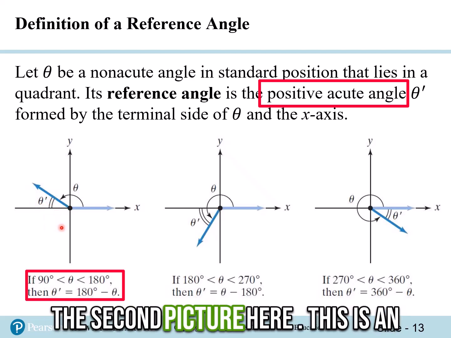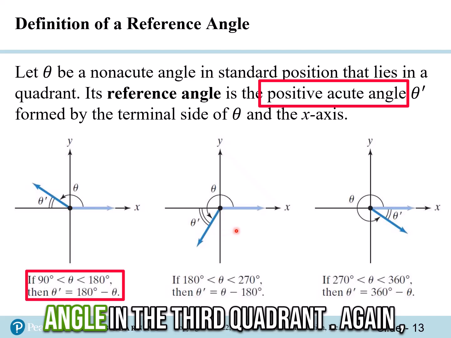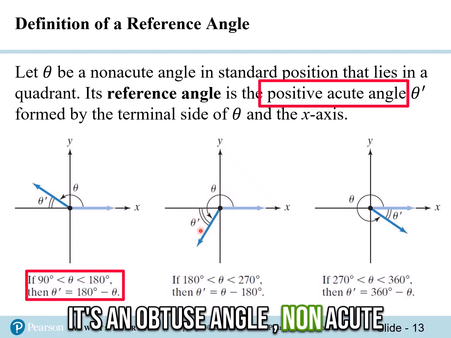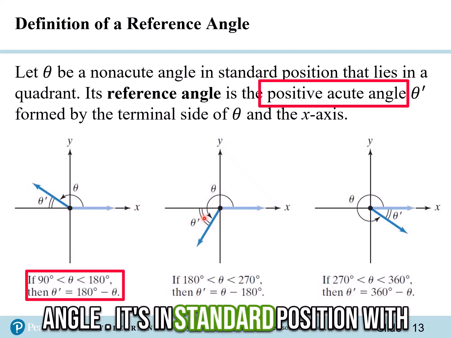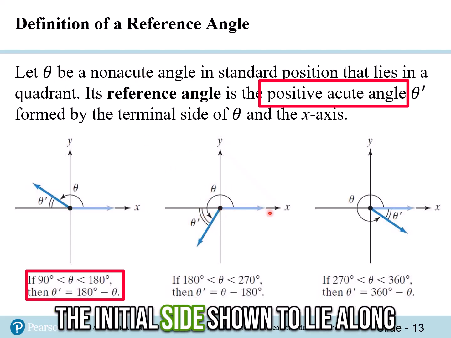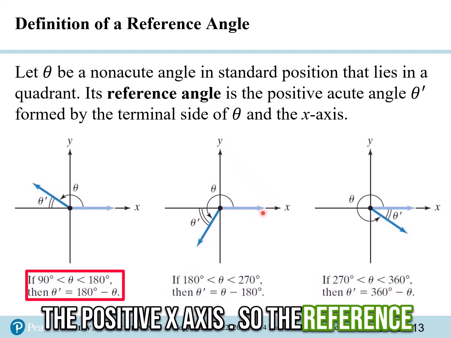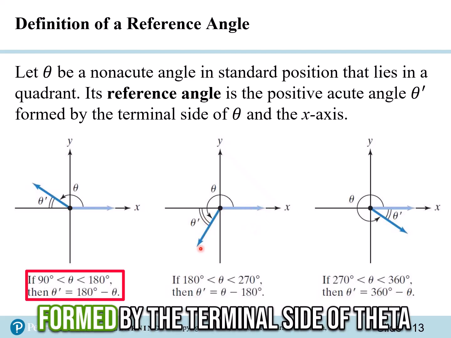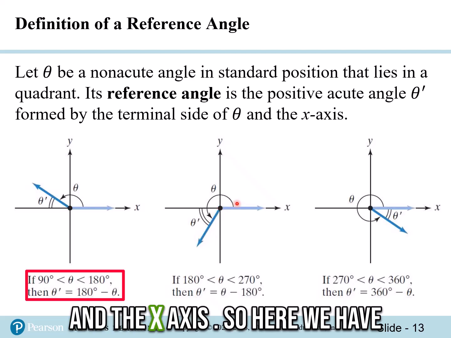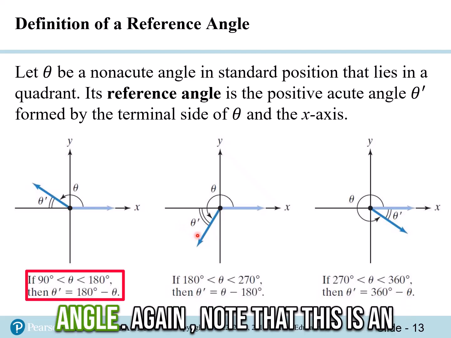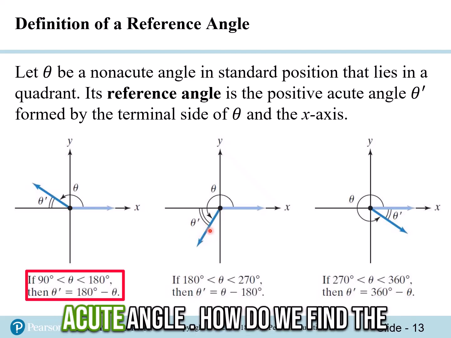Let's look at the second picture here. This is an angle in the third quadrant. Again, it's an obtuse angle, non-acute angle. It's in standard position with the initial side shown to lie along the positive x-axis. The reference angle of this would be the angle formed by the terminal side of theta and the x-axis. So here we have theta dash indicating the reference angle. Again, note that this is an acute angle.